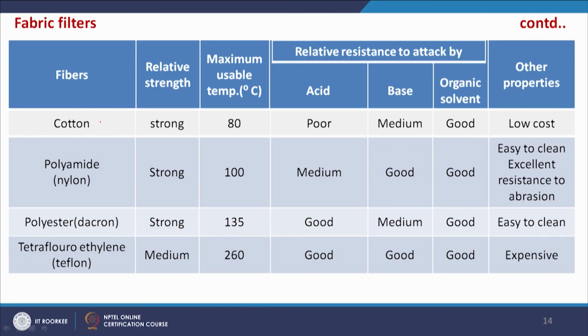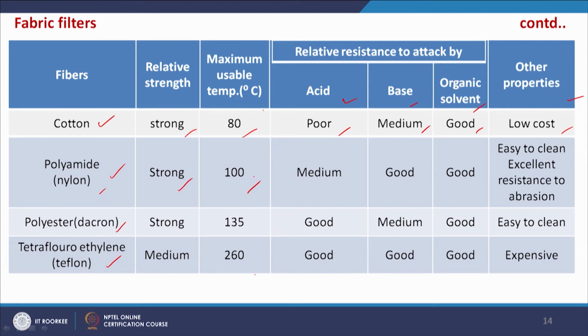Different fibers, that is cotton, polyamide, polyester, tetrafluoroethylene, and we can see their relative strength, maximum usable temperature, and relative resistance to attack by acid, base and organic solvent, and other properties are also provided. For cotton, relative strength is strong, but maximum usable temperature is 80 degrees centigrade. For acid its relative resistance is poor, for base medium and organic solvent good, and it is of low cost. Similarly, for nylon, relative strength is strong.